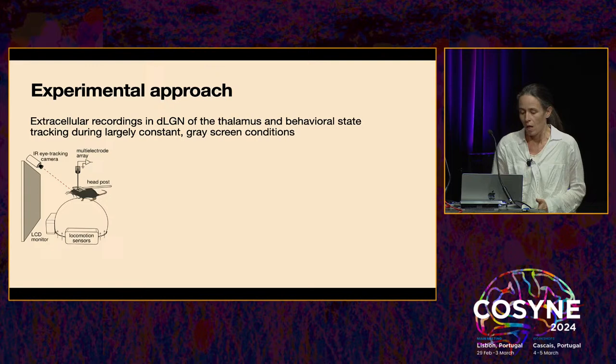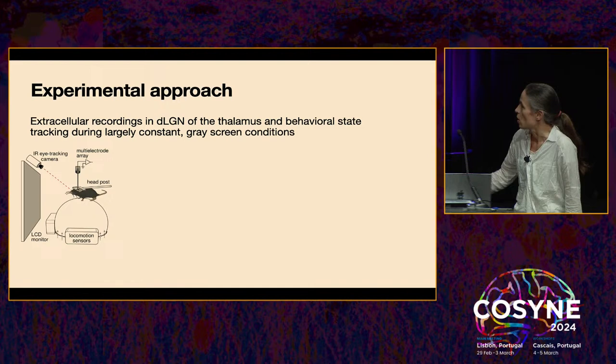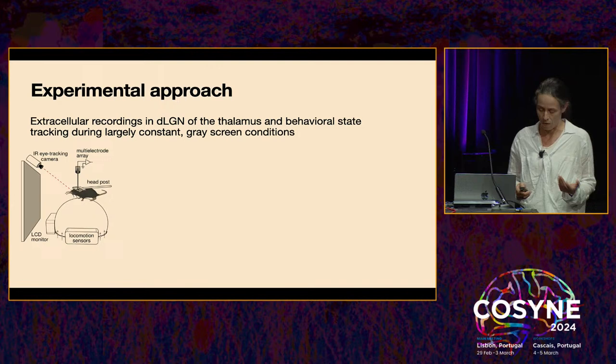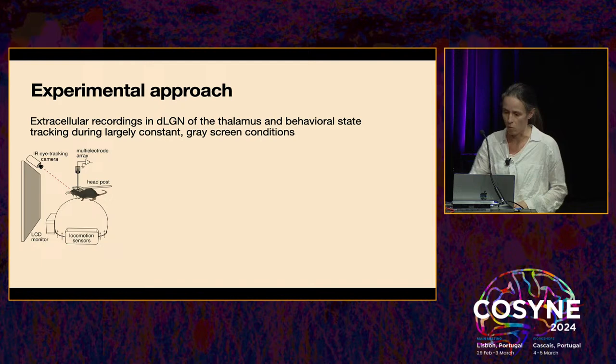Our experimental approach is extracellular recordings in LGN of the thalamus, and we also record the behavioral state of our animals via the locomotion sensors of the head-fixed animals running on the ball and with an infrared eye-tracking camera. We thought to start very simple and, in these experiments, present a constant, largely gray screen stimulus, so we don't have any influence from a visual stimulus in addition to these internal state modulations.